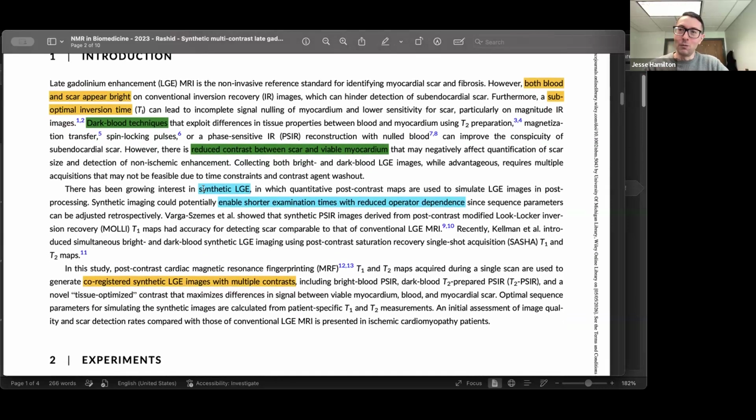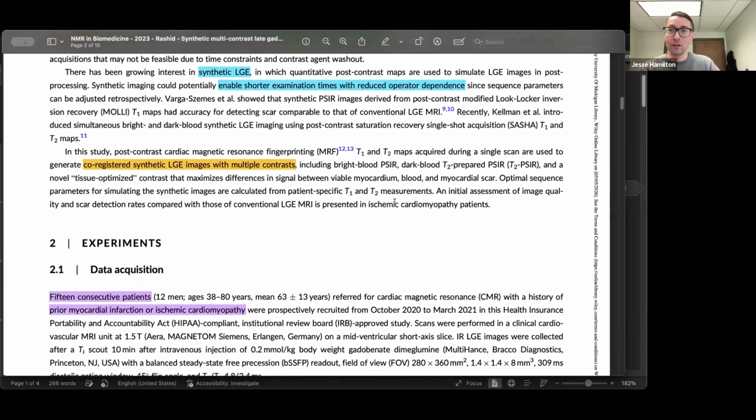So there's a lot of interest in doing synthetic imaging, and all this means is that rather than collecting a dedicated LGE scan, we acquire quantitative post-contrast maps, and then use those maps in some type of signal model to simulate virtual or synthetic LGE images. Some of the nice features are that this can enable shorter exams with reduced operator dependence because, after the acquisition, you can adjust your TI and other scan parameters.